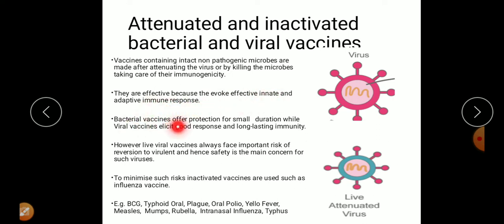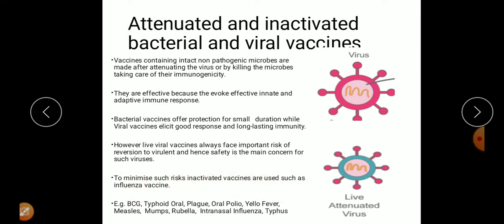Bacterial vaccines offer protection for a small duration, while viral vaccines elicit a good response and long lasting immunity. However, viral vaccines always face the important risk of reversion to virulence, and hence safety is the main concern for this type of attenuated vaccine. To minimize such risk, inactivated vaccines are used, such as the influenza vaccine.